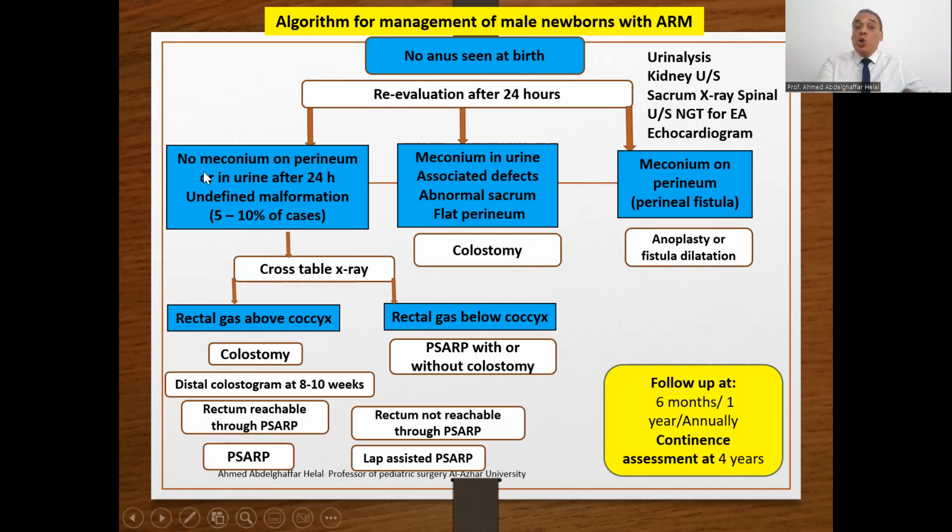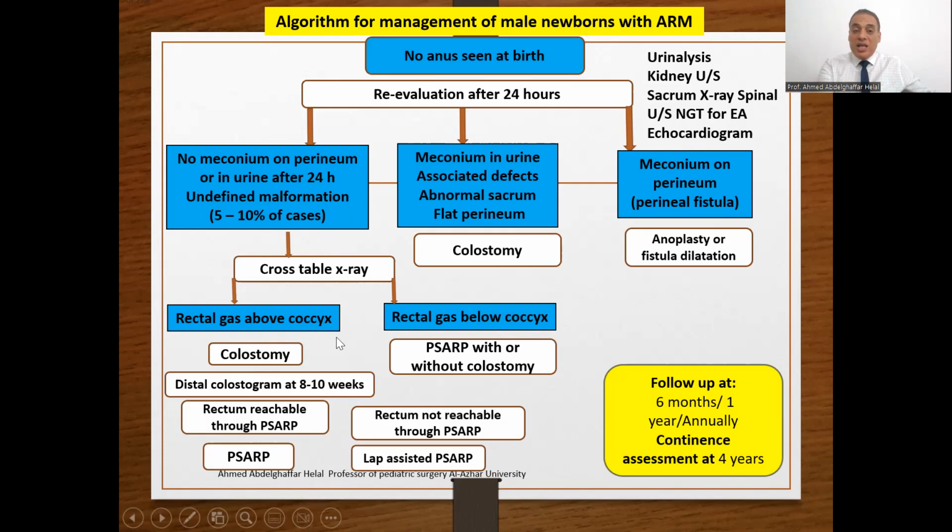Number three, no meconium on the perineum or in the urine after 24 hours, which is called undefined malformations. In about 5 to 10% of the cases, in such case, the cross-table lateral prone X-ray is indicated to show rectal gas above the coccyx or rectal gas below the coccyx.